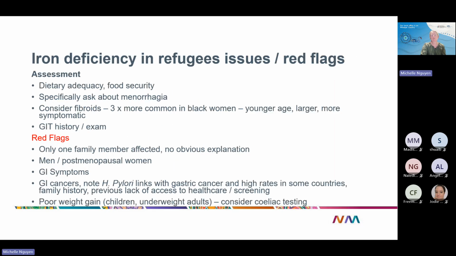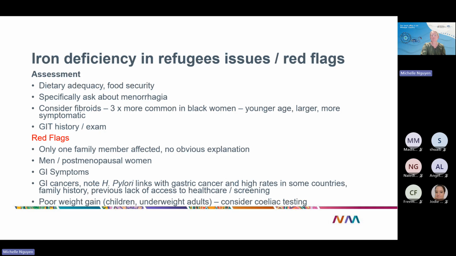So I know this is bread and butter for GPs, but I thought I'd give a little insight into how I approach it in refugees. Assessing dietary adequacy and food security is important because you want to try and explain why somebody has iron deficiency or even an iron deficiency anemia. And food security can be an ongoing issue even after people have arrived in Australia as well.